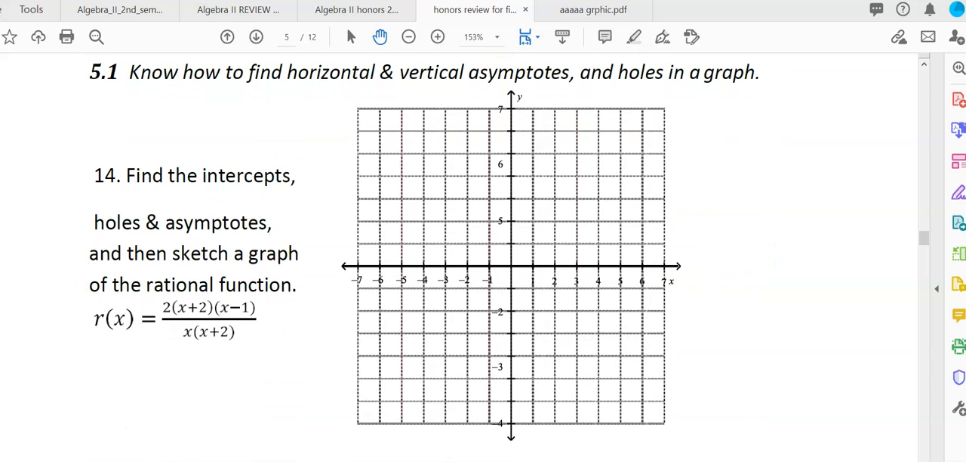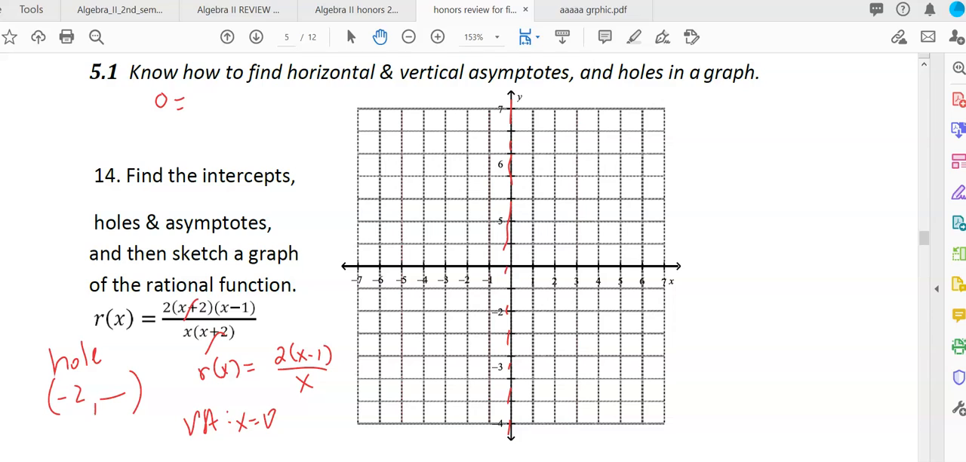Okay, find the intercepts, the holes, etc. So right away I know there's a hole where the x value is -2. I don't know the y value yet. My new function would be r of x equals 2 times x minus 1 over x. So right away I see there's a vertical asymptote at x equals 0. Let's find the intercepts. There's no y-intercept, it's an asymptote there. X-intercept, we're going to plug in 0 after we canceled out, so we get 2 times x minus 1, so x equals 1. So it does cross the x-axis at x equals 1.